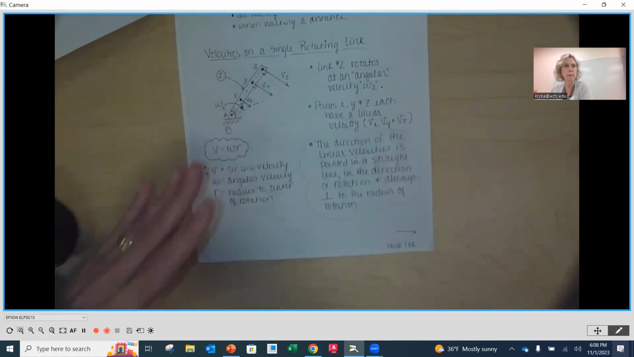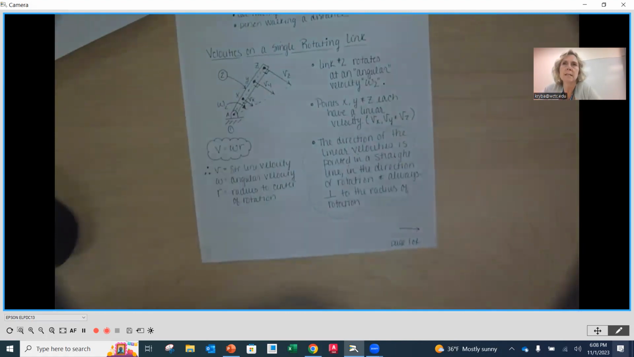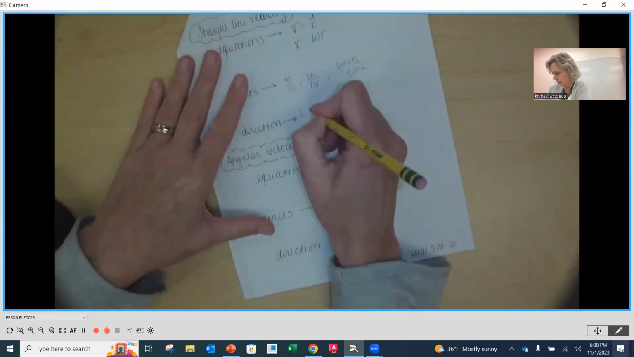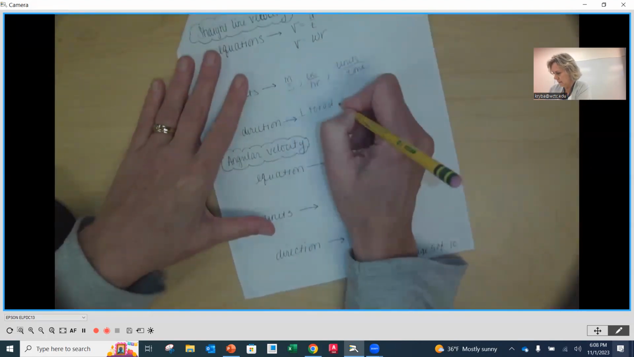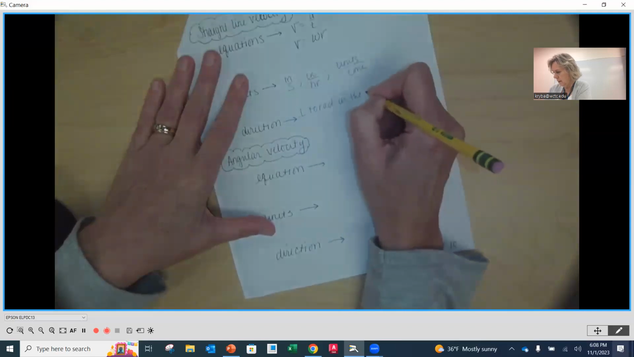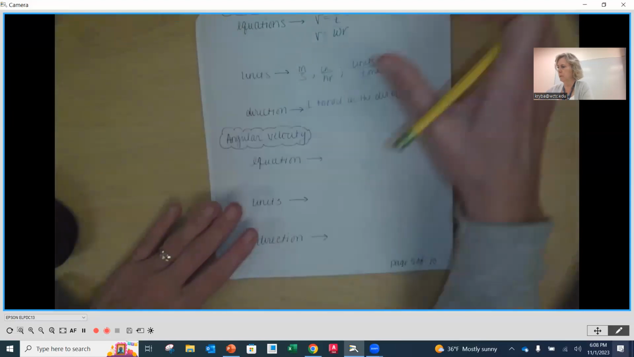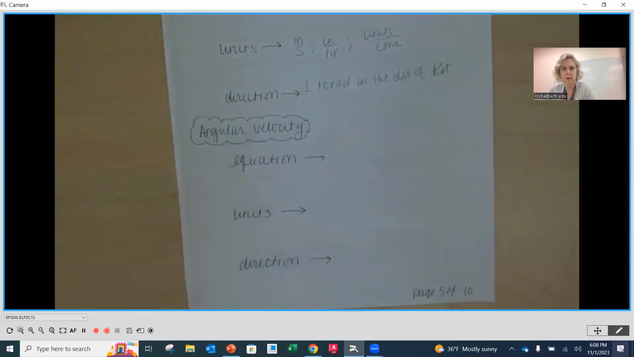We always have to kind of know, right? Velocities are always perpendicular to something. So if you want to say perpendicular to radius in the direction of rotation, something like that. Okay.